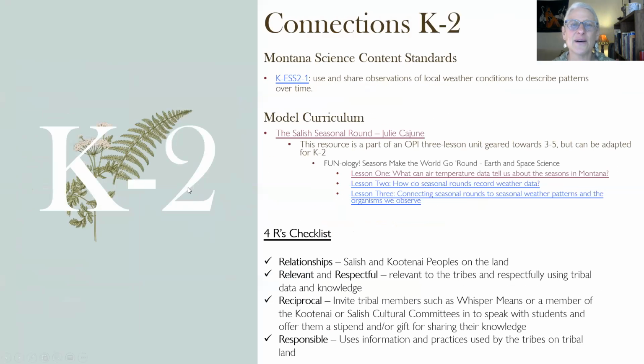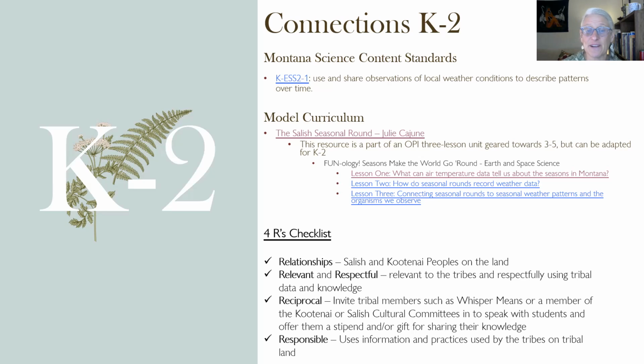So, oops. The 4R checklist. Relationships: well, this talks about the Salish seasonal round, Jennifer's book. There are other observations. There's a personal seasonal round that the students can compile themselves after looking at a Blackfeet and a Salish seasonal round. The Salish seasonal round, fun fact, was developed by my friend Tim Ryan.